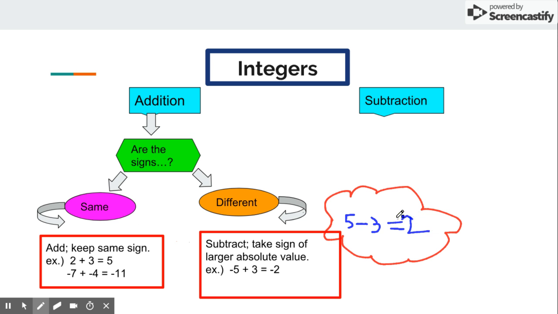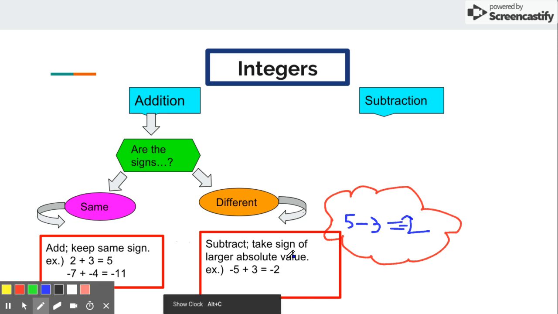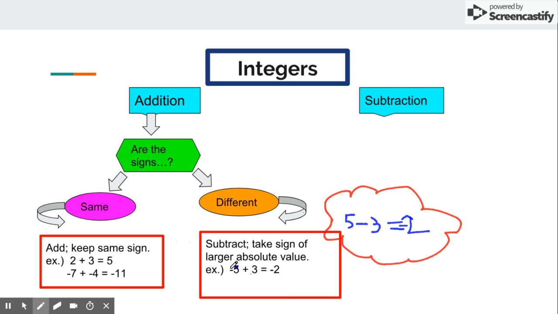And I also know that the negative 5 is the larger absolute value because 5 is greater than 3. So that means my sign is going to be negative, and that's why it ends up being negative 2. So when the signs are different, you subtract the two numbers because different signs means you're going different directions on that number line. One is going this way, one is going this way, and so we want to know the difference between the two. What's this area right here?